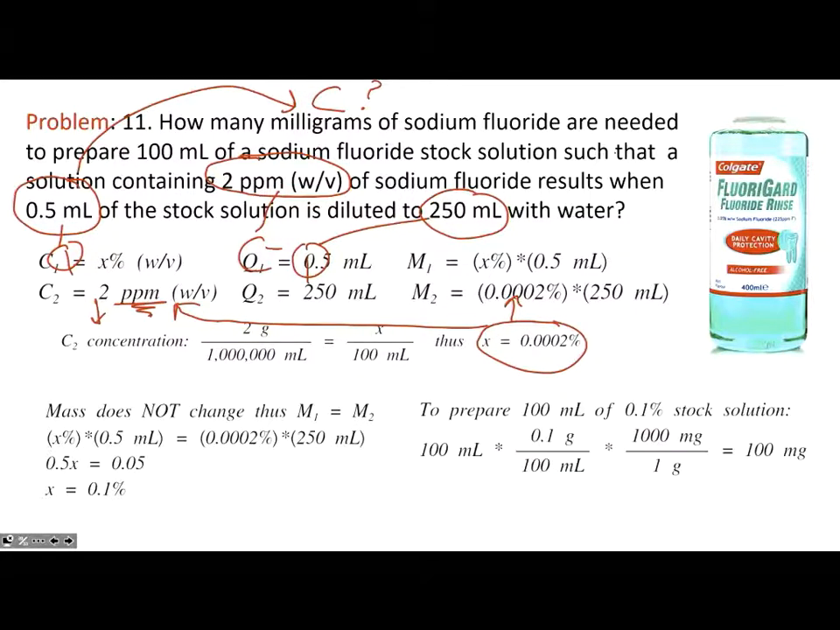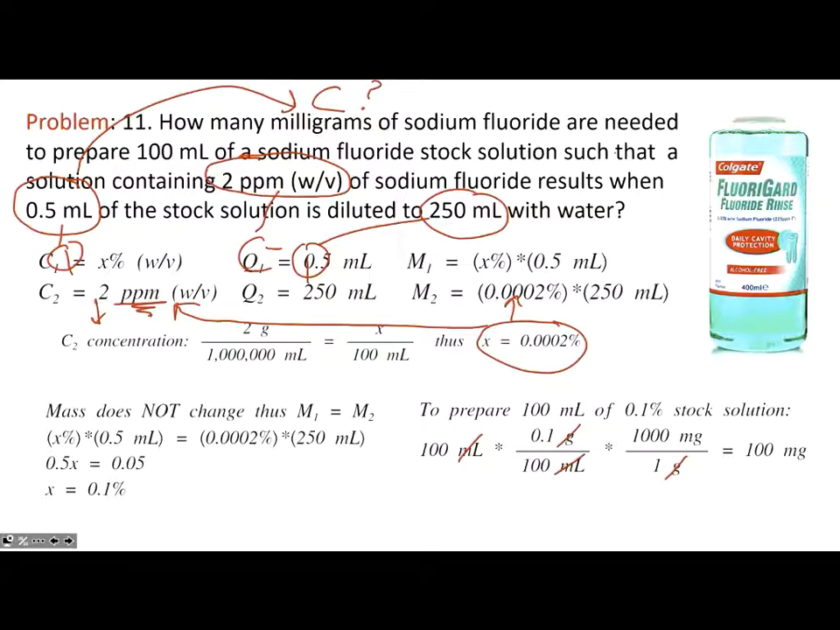So the last step is, okay, if I have 100 milliliters, let's multiply it by that concentration, which we said was 0.1% or 0.1 grams per 100 milliliters. If I multiply 100 mils times that, that would tell me how many grams. And lastly, let's multiply by 1,000 to convert that to milligrams. And that would be, final answer would be 100 milligrams. If I put 100 milligrams into 100 milliliters, that's a 0.1% solution. If I take half a mil of that and dilute it to 250 mils, it gives me 2 parts per million. Questions on that?